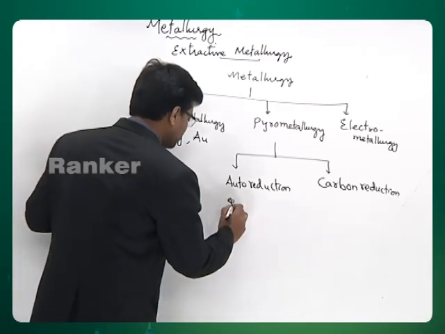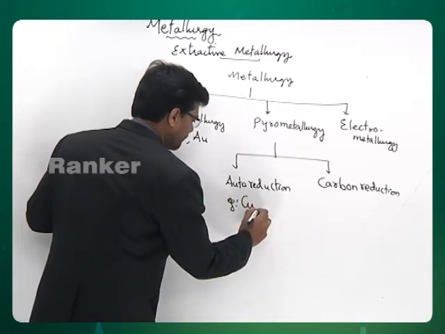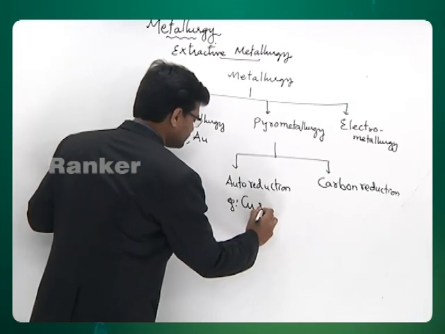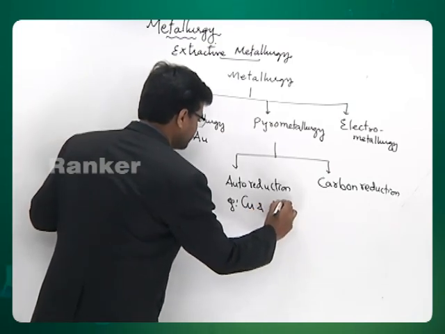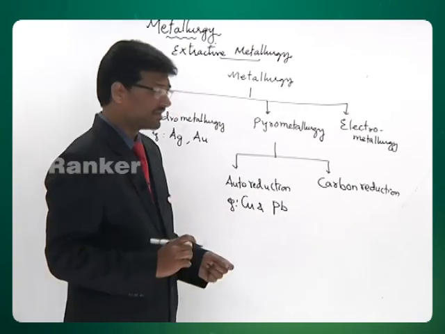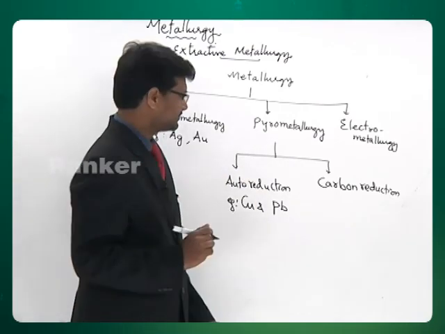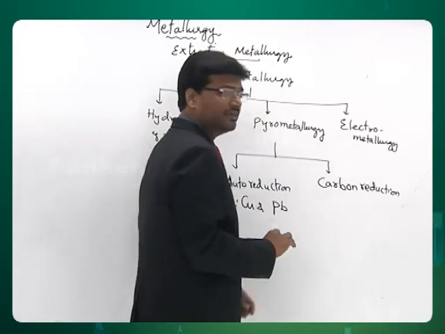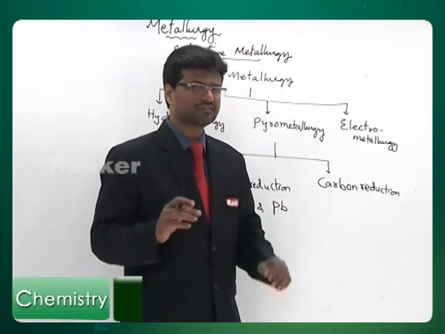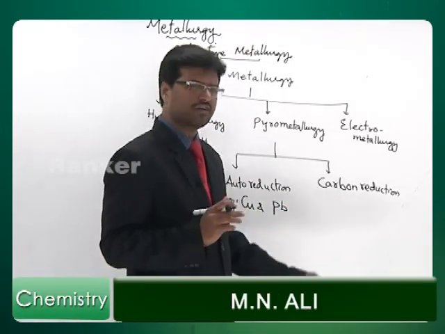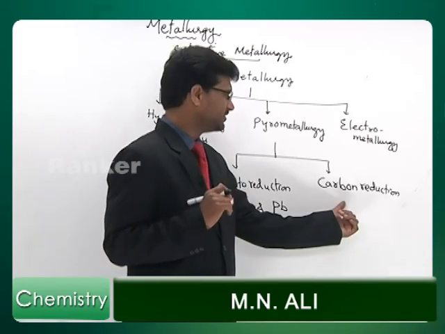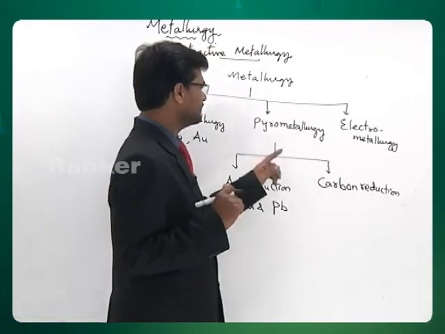Here we will be talking about two cases: copper and lead. These two metals are extracted by what is called as auto reduction. Then you have carbon reduction. Here we either use carbon or carbon monoxide as a reducing agent. If carbon or carbon monoxide is responsible for reduction, it is described as carbon reduction.